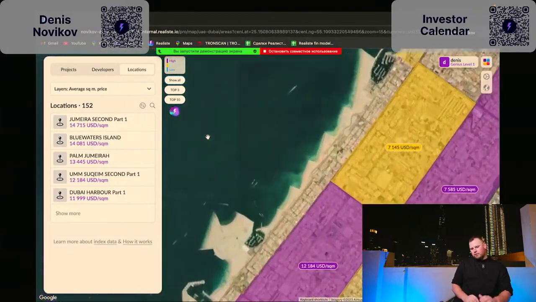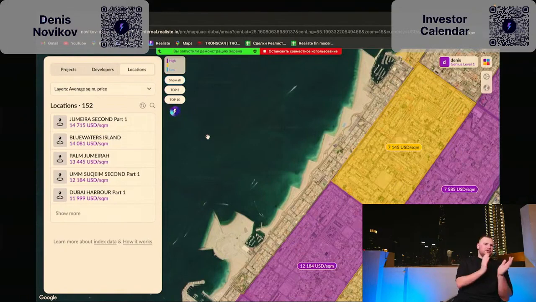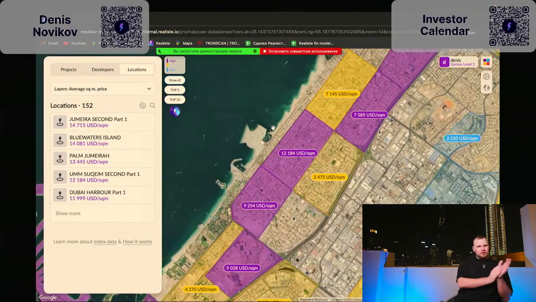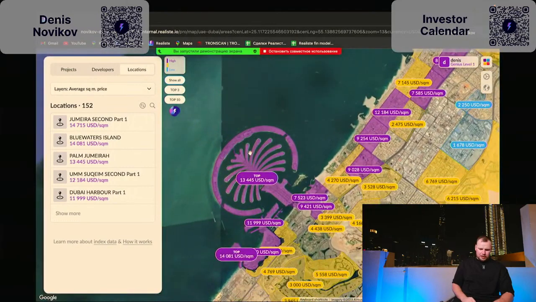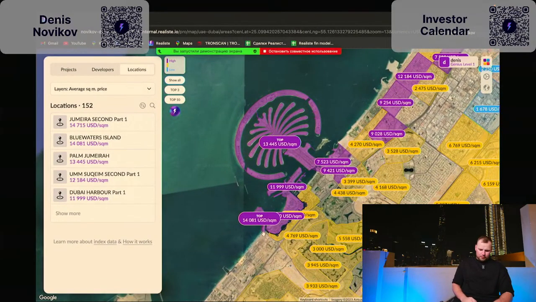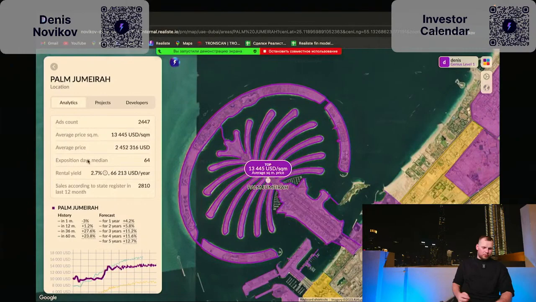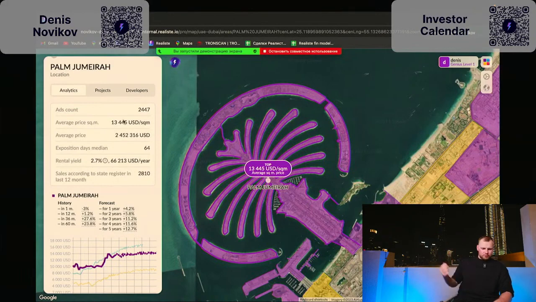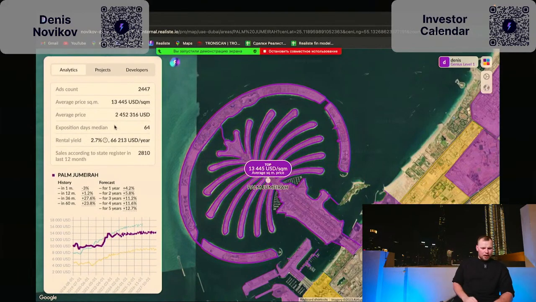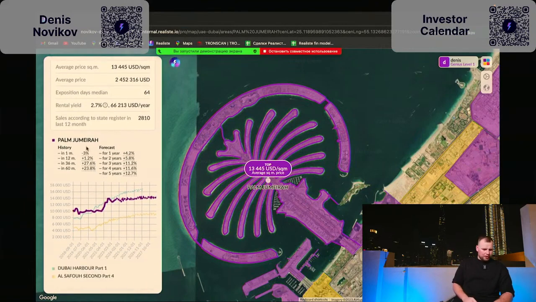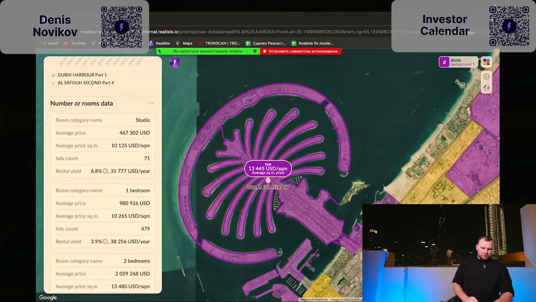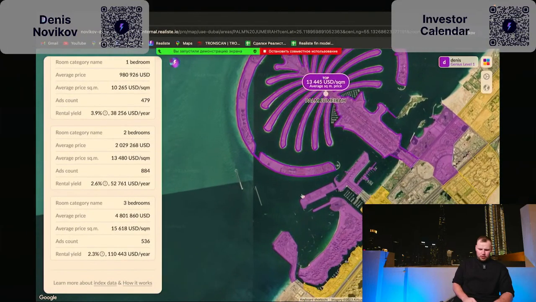Our platform is divided into 3 main categories: projects, developers, and locations. So it's easy for you to analyze the city by locations, developers, and projects. Let's go to locations. For example, we want to analyze Palm, Marina, and Blue Waters. When we press on Palm, what do we see here? We see the ads count, so how many ads are live right now. We see the average price per square meter, and then the average price. We see the rental yield. We see the history for 3 years, and then we see the projection. We also have the split by studios, 1 bedrooms, 2 bedrooms, and 3 bedrooms. So that helps us analyze.